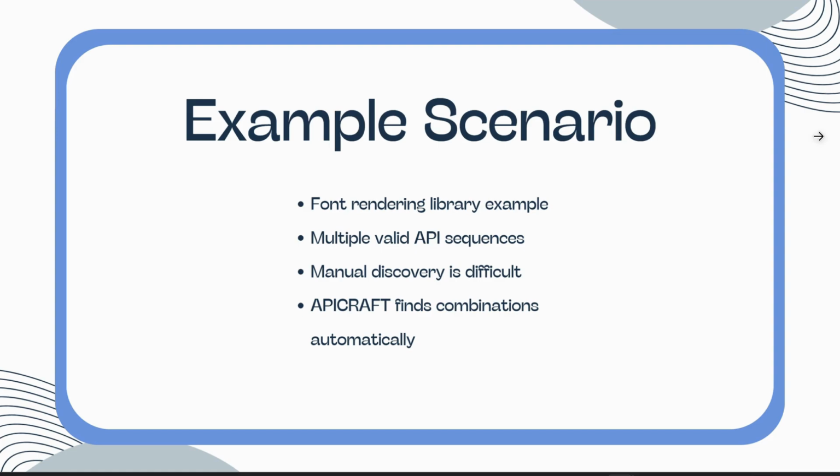These functions must be called in the correct order, and the output of one function may need to be passed into another. If we tried to manually discover all useful combinations of these functions, it would be extremely difficult and time-consuming. However, APICraft can automatically identify these relationships and generate multiple valid sequences of API calls that exercise different behaviors within the library. This allows fuzzing tools to explore a much larger portion of the library's functionality.